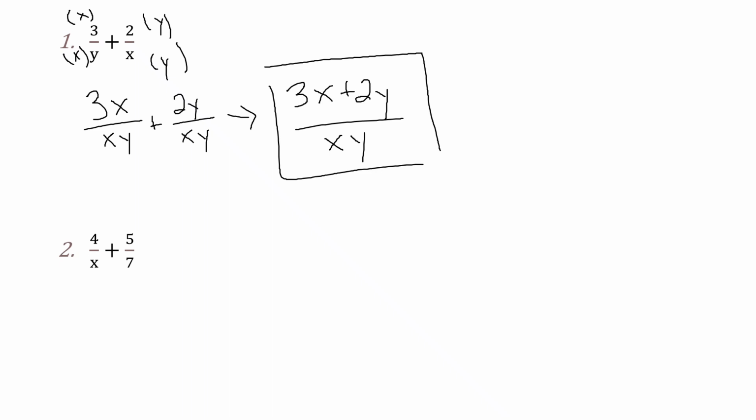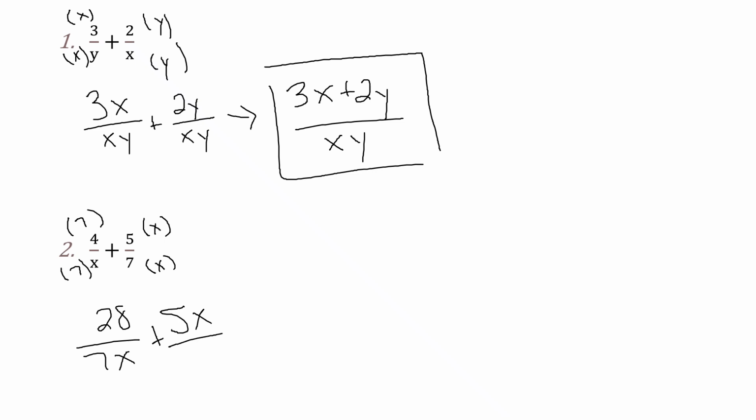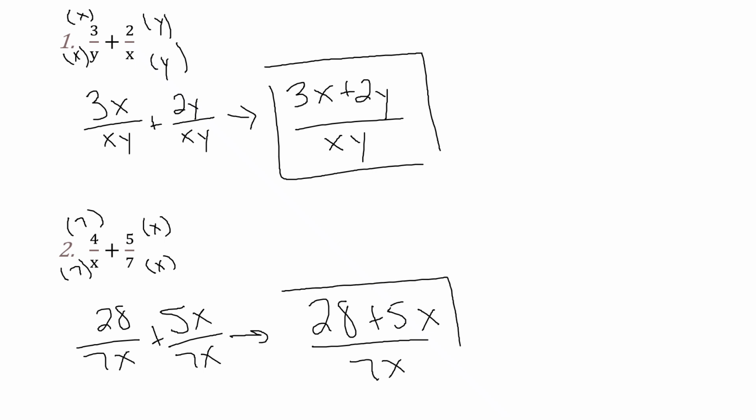On number 2, find a common denominator by multiplying. 4 times 7 is 28. 7 times x is 7x. 5 times x is 5x. My bottoms match here, so I add my tops. 28 and 5x are not like terms, so I can't actually simplify them. So my answer just stays just like that.